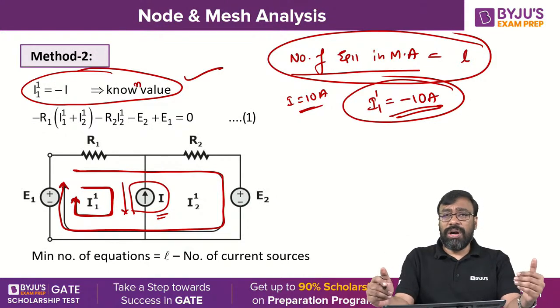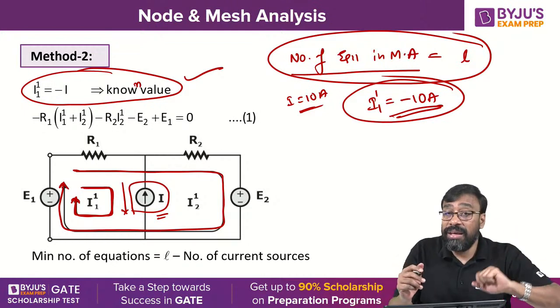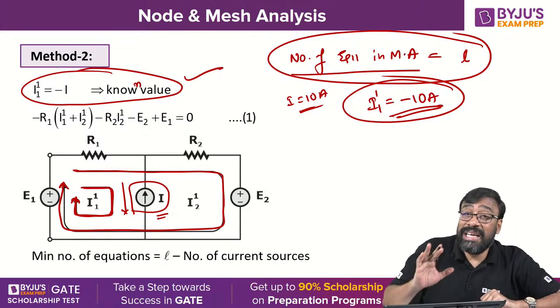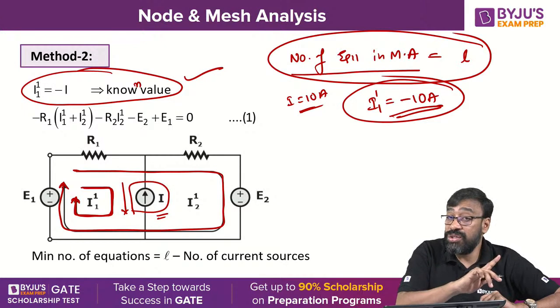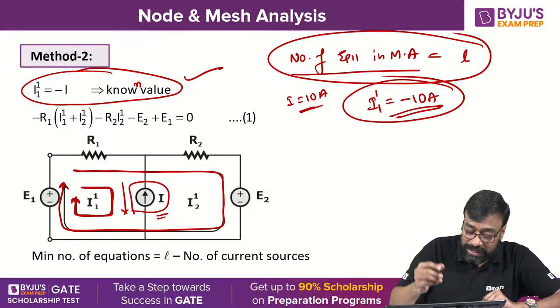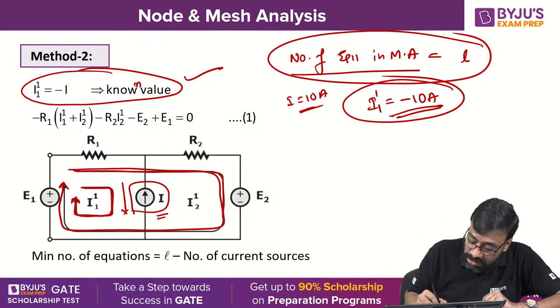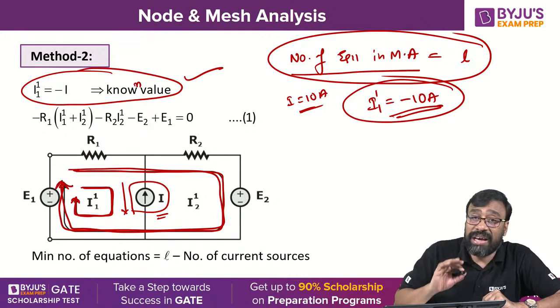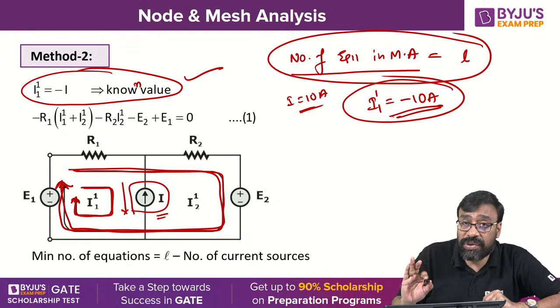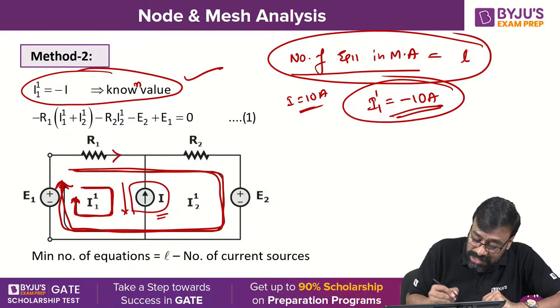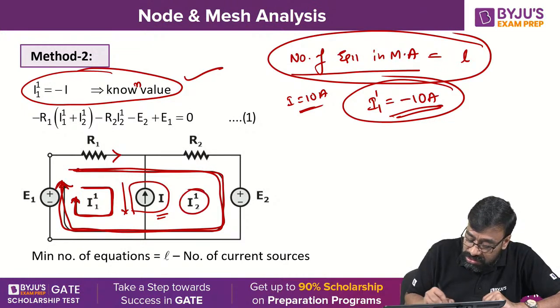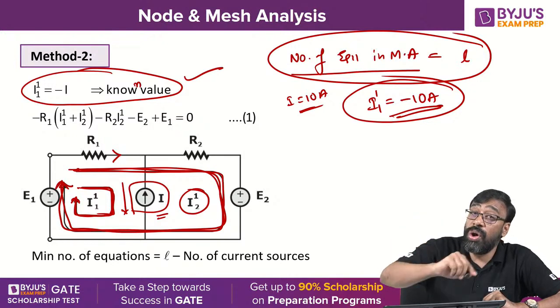Now, the only thing I have to do is find the I2 dash value. So, how do I find I2 dash? Apply KVL by selecting a loop in which there is no current source. Look at this. I am selecting this loop now because it does not have any current source. You understand, all of you, okay? So, this is I2 dash. I have already taken I1 dash, where the I1 dash value is known already.